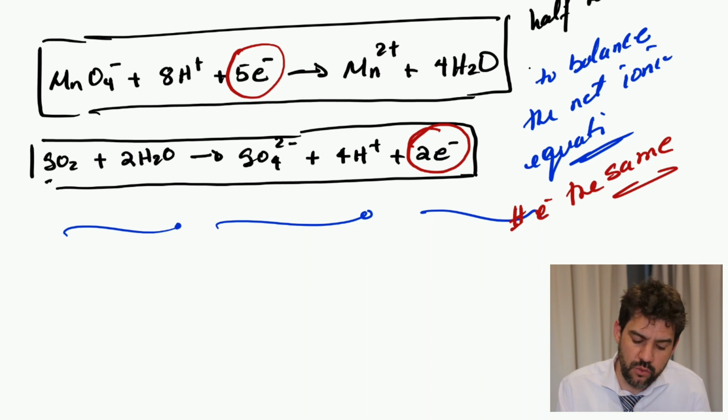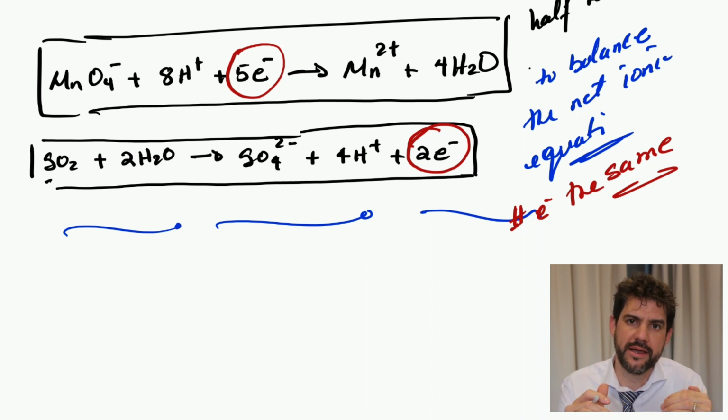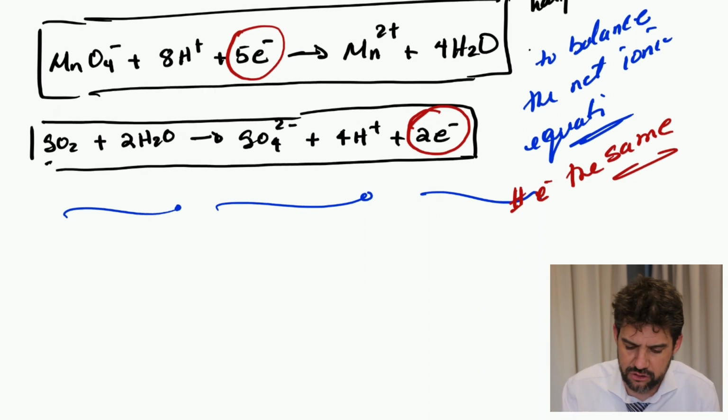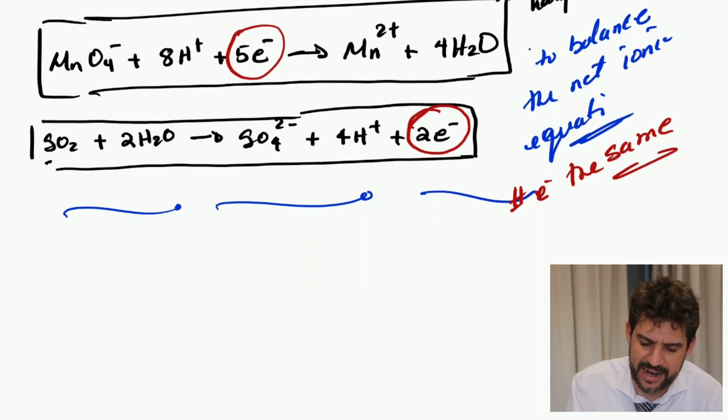So how can we solve this question? We have to multiply by numbers in such a way that the number of electrons is the same. We can multiply the first one by 2 and the second one by 5. By doing that, we make the number of electrons the same. But be careful, you multiply the whole equation, guys. So let's do it step by step and try to not make a mistake.